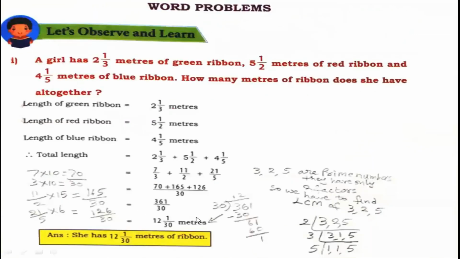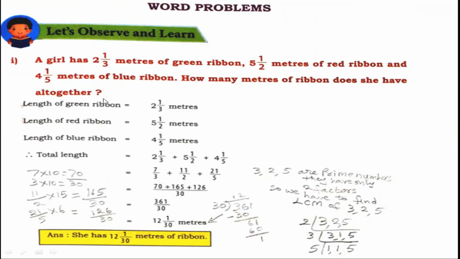For example, 3 by 5 divided by 3 by 5 is equal to 3 by 5 into 5 by 3, is equal to 1. Word problems. Let's observe and learn. Question number 1. A girl has 2 1 by 3 meters of green ribbon, 5 1 by 2 meters of red ribbon and 4 1 by 5 meters of blue ribbon. How many meters of ribbon does she have altogether?